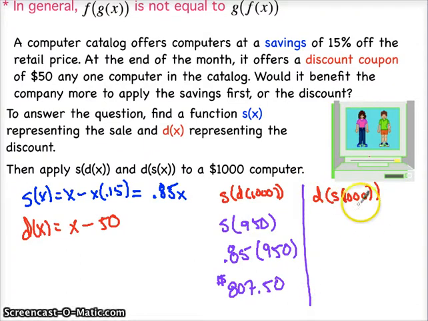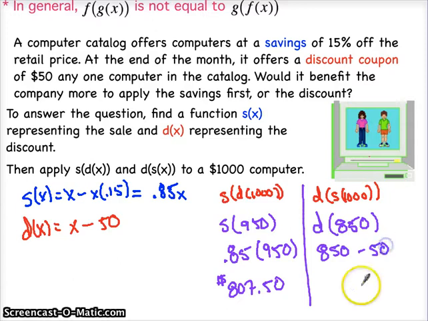Well, how about we do it the other way around? What if I took 85% first? So first I'm going to plug it into my S function. So 85% of 1,000 is 850. Now let's plug that into D of x. So now let's take our 850 and subtract the $50 second. Well, notice this way we only have to pay $800.